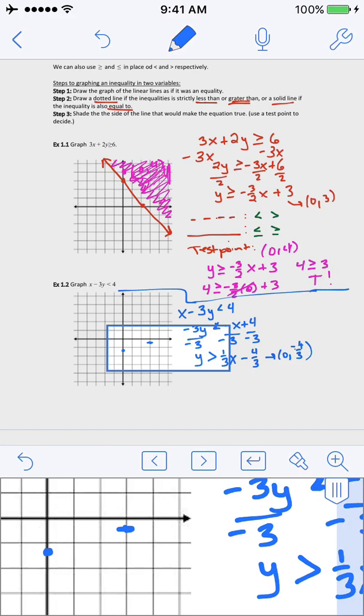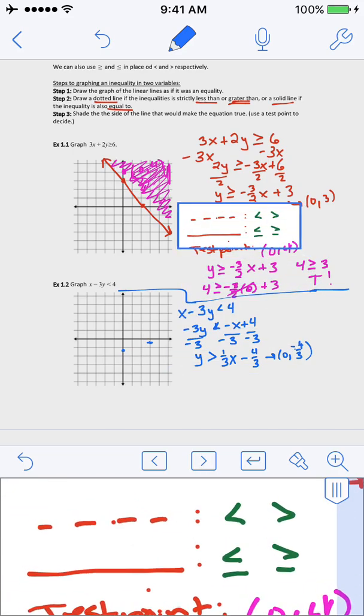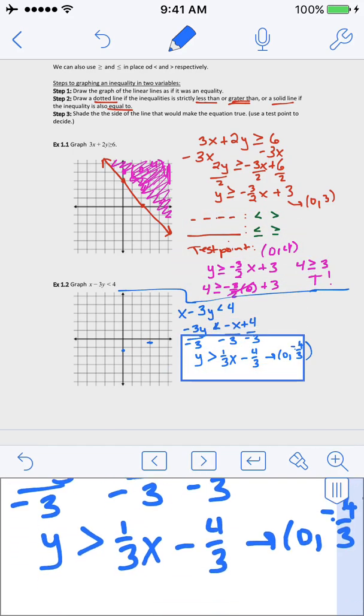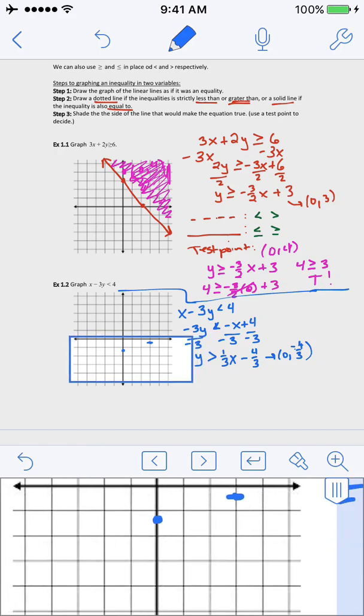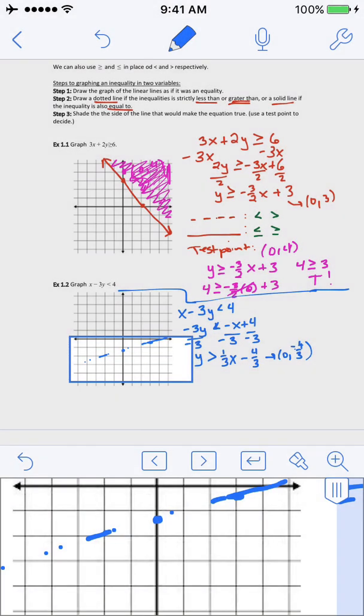Now, it's a strictly greater than, meaning it is not equal to. So I'll go and check my little box. It looks like I'm going to need a dotted line. So it's a good thing I paused before drawing this line. I need a dotted line. Kind of hard to do with the stylus, but I will try my best.